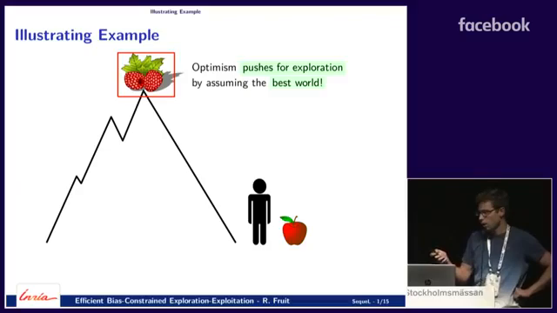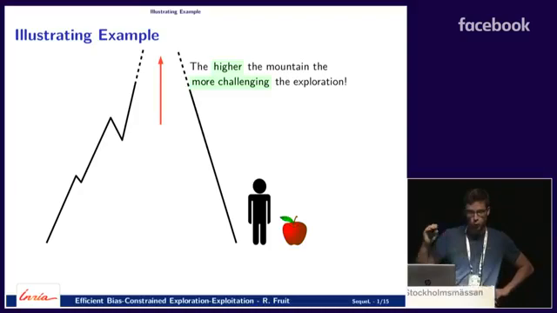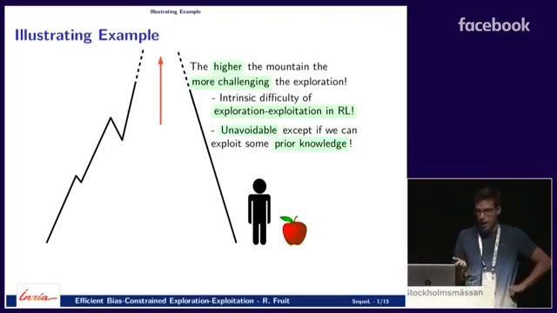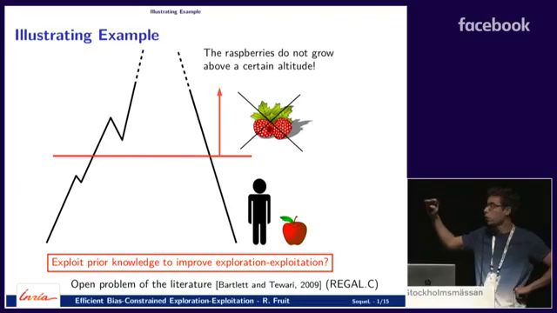So one thing that is challenging in this very simple example is the fact that the agent doesn't know in advance the altitude of the mountain. So of course, the higher the mountain, the more challenging the exploration because the agent has to climb. And this is somehow an intrinsic difficulty of all reinforcement learning problems, and it will be in general unavoidable, except if we can exploit some prior knowledge. And so, for example, in this case, the agent could use the fact that raspberries do not grow above a certain altitude. And this way, it would avoid exploring too far from the current position that is already known, which is the bottom of the mountain.